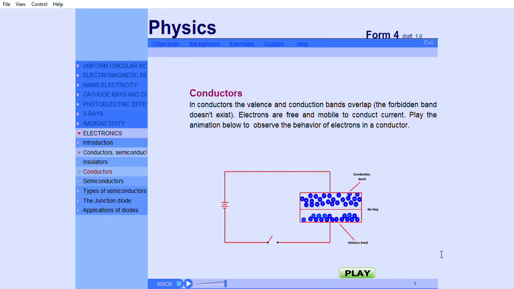Conductors. In conductors, the valence and conduction bands overlap. The forbidden band doesn't exist. Electrons are free and mobile to conduct current. Play the animation below to observe the behavior of electrons in a conductor.